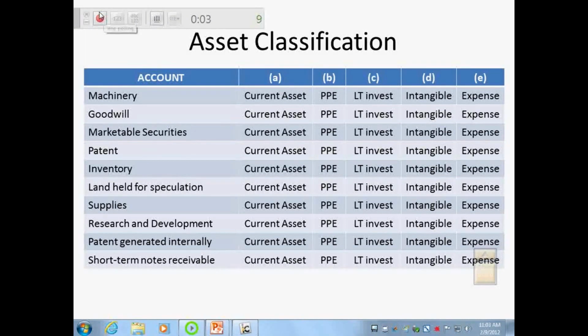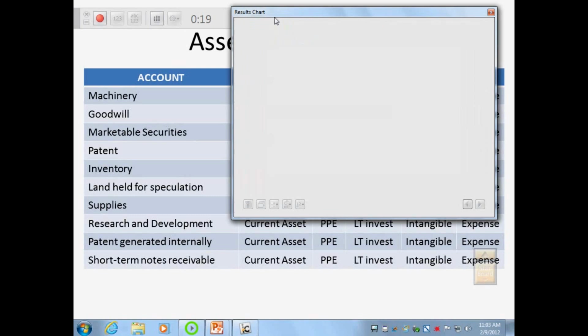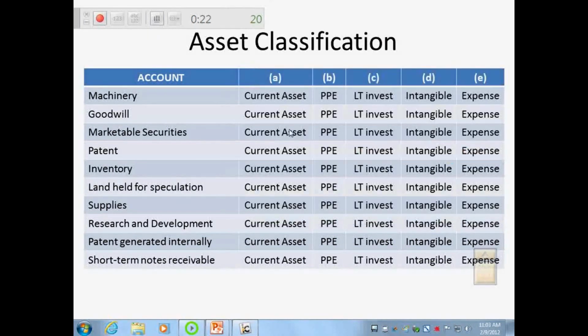Okay, what do I do about patents? Are they current, PP&E, long-term investments, intangibles, or expenses? And if you have more than one response, feel free to put them both in. All right, so a lot of people want to put it as a D, intangible. Can I make a case for anything else? Patents.